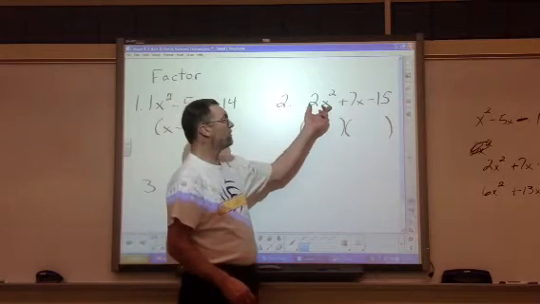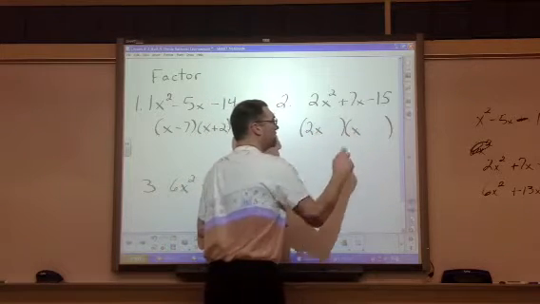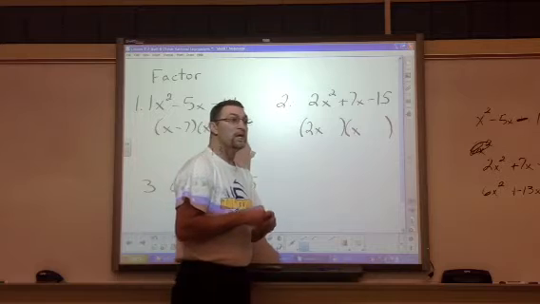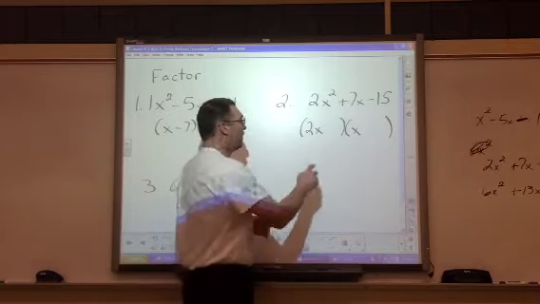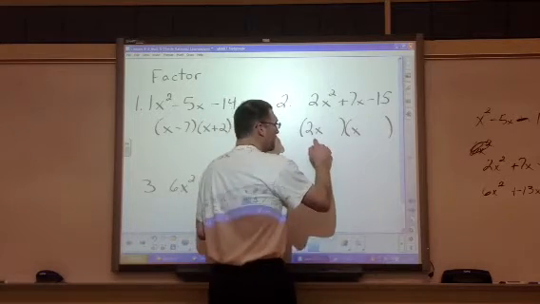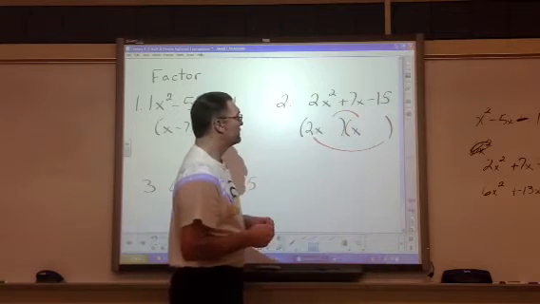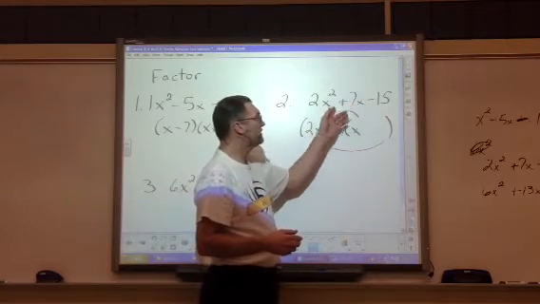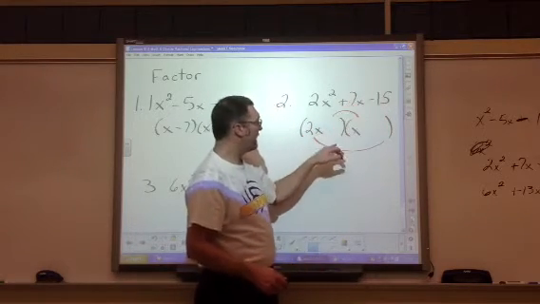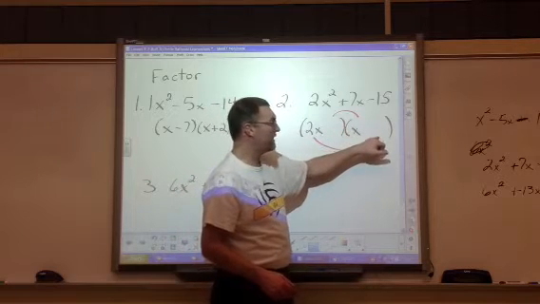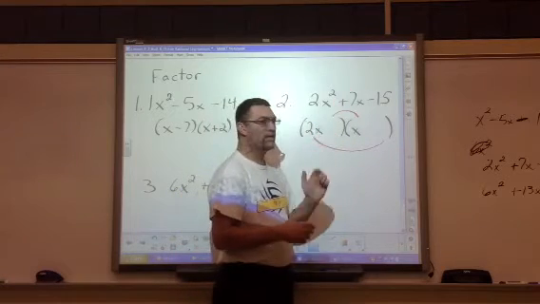First of all, since it only has 2x squared here, I know that this can only be 2x and this one has to be x for me to multiply them together. And so then what I'm looking for is combinations of when I multiply these two terms together and these two terms together so that I get 7x. So when I take the factors of negative 15 and put them in this second spot and the last spot here, then I should end up with positive 7.